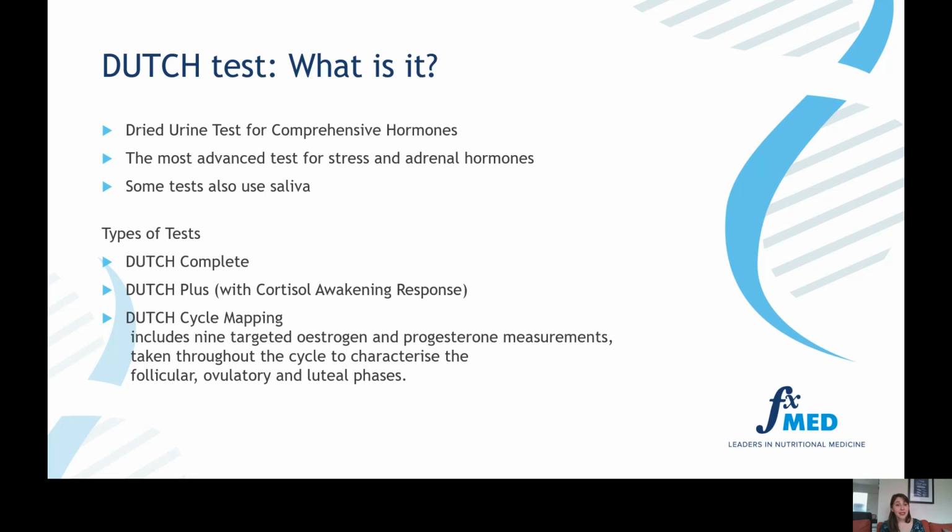There are a few different types of tests. The DUTCH Complete looks at all of the hormone metabolites for sex and reproductive hormones. The DUTCH Plus includes everything in the DUTCH Complete plus the cortisol awakening response, which is done within saliva. And DUTCH Cycle Mapping includes nine targeted estrogen and progesterone measurements throughout the cycle to characterize the way the cycle is happening. There's also a combined Cycle Mapping plus Complete test if you really want to get a great picture of what's going on with a person's hormones.